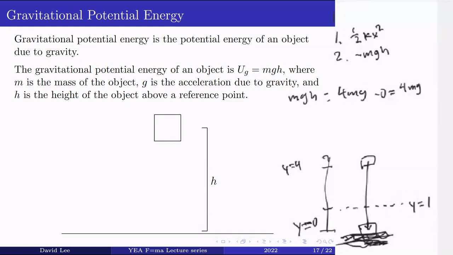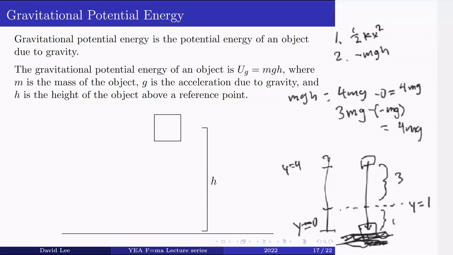Well, what's its initial potential energy now? Here, it's going to be a distance of 3, so we have an initial potential energy of 3 mg. But now what's its final potential energy? Well, it's going to be 1 below our reference point, so our final potential energy will be negative mg. And this is also 4 mg.